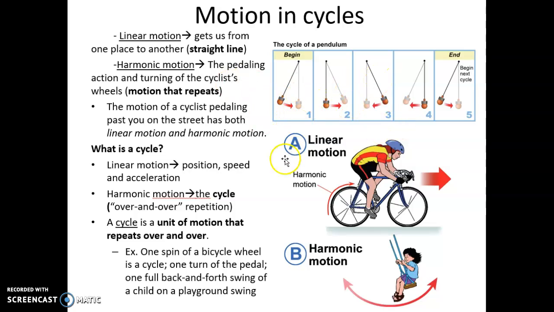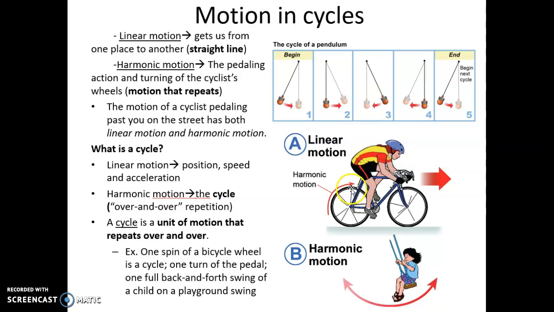Okay, so here they give some more examples. You have the swinging of a pendulum, so I can see the pendulum going back and forth. That's an example of harmonic motion. Here they're giving an example of somebody riding a bike. If he just goes from point A to point B, so let's say he goes from his house to Wesco East High School, that would be linear motion. If he kept going that same route back and forth over and over again, that would be an example of harmonic motion. Or the spinning of the wheel, that would be an example of harmonic motion.